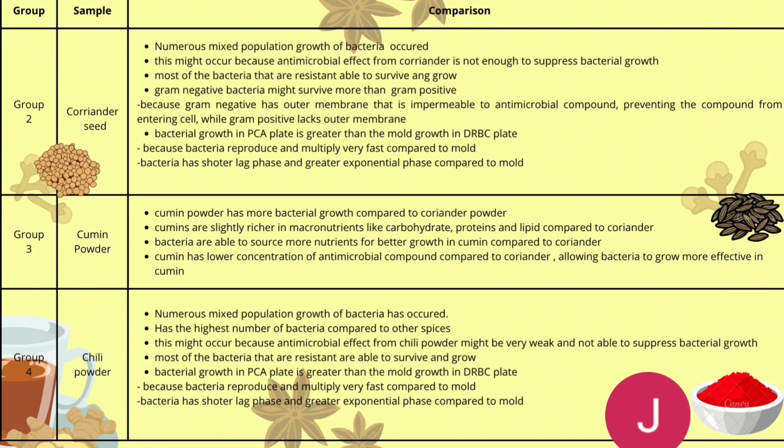Then group 3, which uses cumin in the PCA plate, the powdered cumin has more bacterial growth compared to the powdered coriander in the PCA plate. This is because the powdered cumin might be slightly richer in macronutrients like carbohydrate, protein, and lipid compared to coriander, and bacteria are able to source more nutrients in cumin for better growth compared to coriander, and the cumin might have a lower concentration of antimicrobial compound compared to coriander, allowing the bacteria to grow more effectively in the powdered cumin.